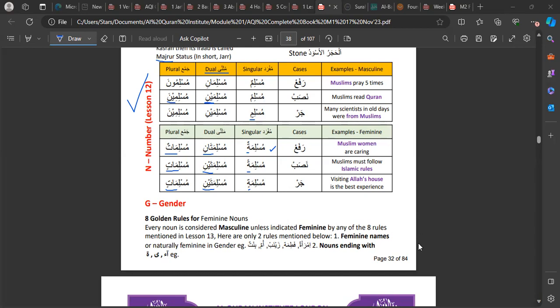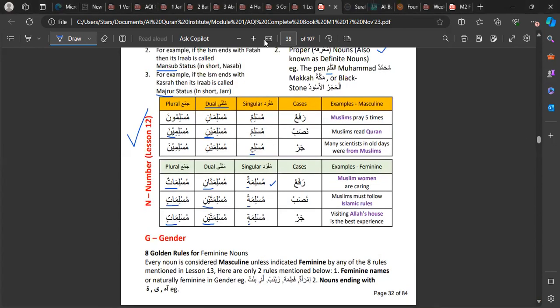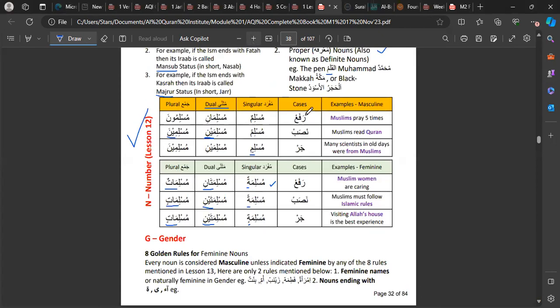Assalamu alaikum wa rahmatullahi wa barakatuh. My name is Asad, and I am the student of Sheikh Hamza in the AQI organization. A very weak student, so please do forgive me when I stop and take too long to explain things. We'll go over the fourth and final part of the properties of nouns in Arabic, which is the jins, the gender. In Arabic there's a very easy rule: every noun is considered masculine unless indicated by eight golden rules.